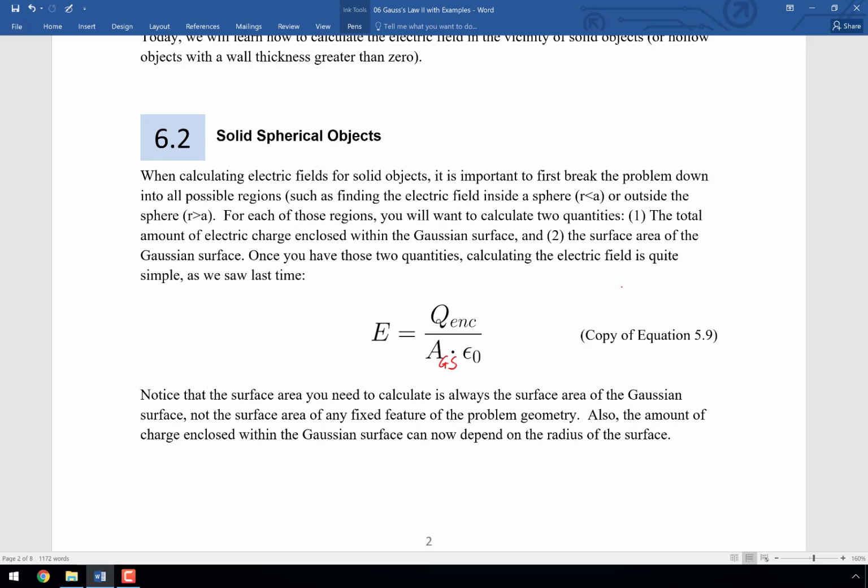And the enclosed charge, remember that this is the charge that is enclosed inside the Gaussian surface.